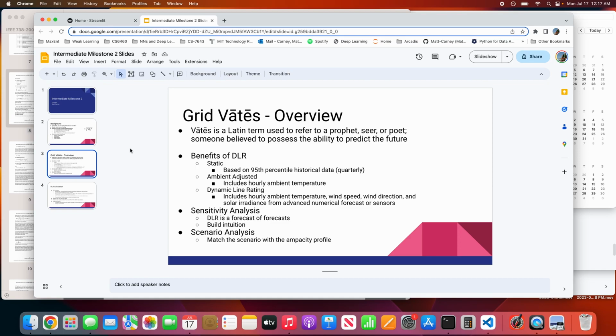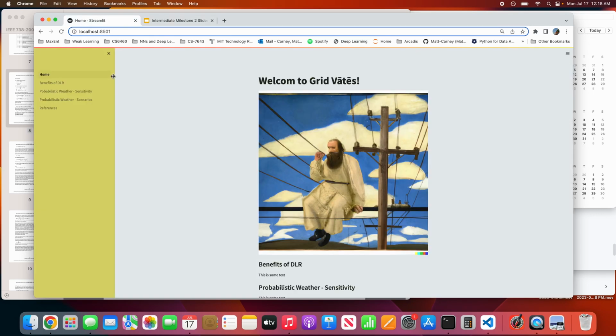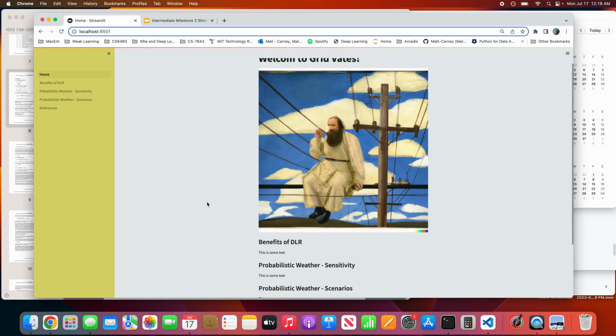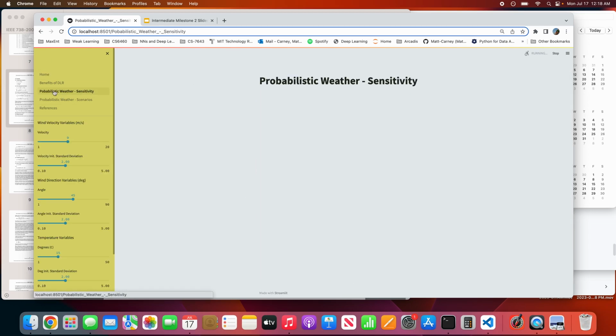And the last one is a scenario analysis, where there are just some preset scenarios that you can match with the ampacity profile. All right, so I'm still working on the homepage, the landing page, so the benefits of DLR and the references, but what I have is this.